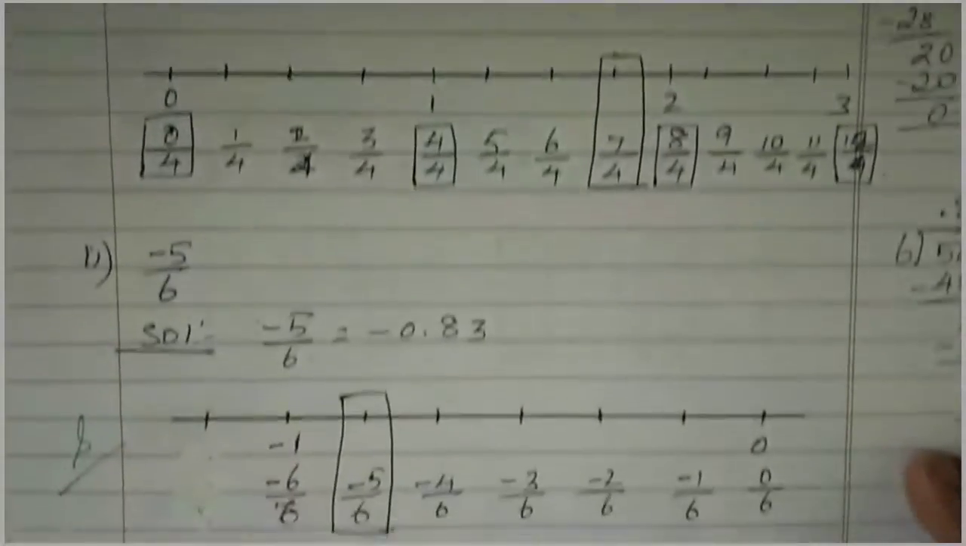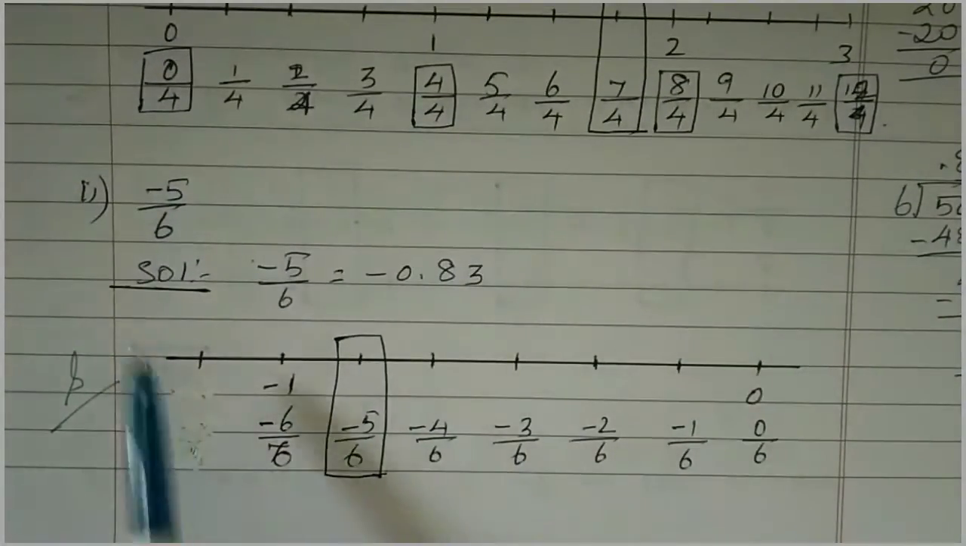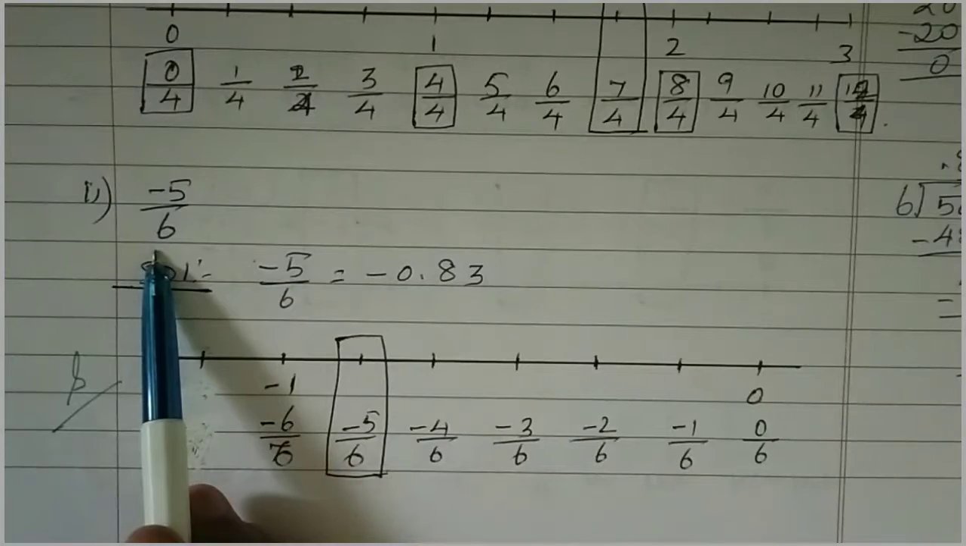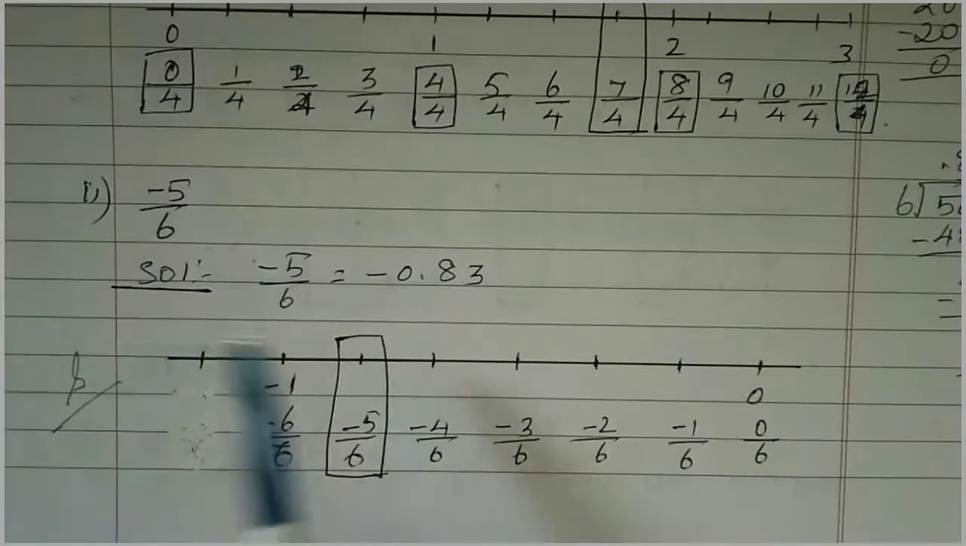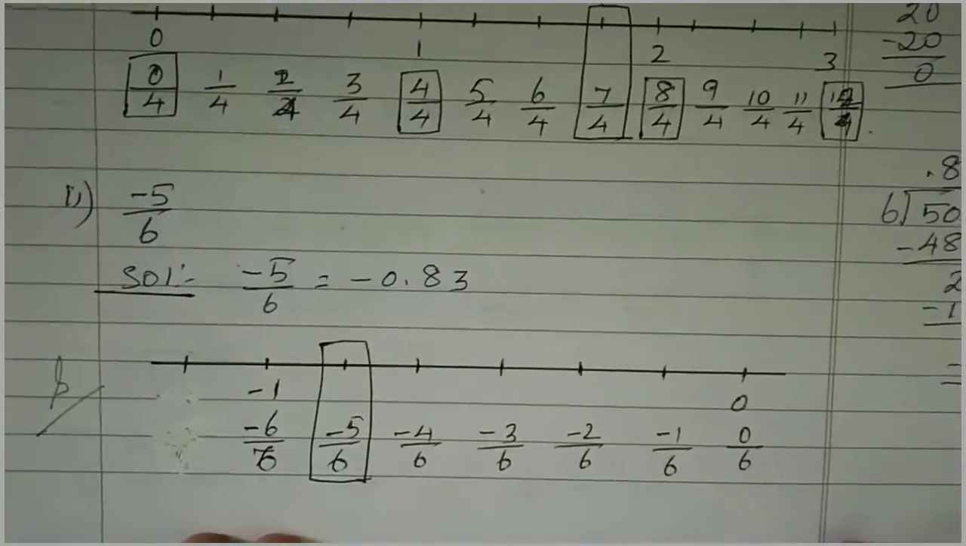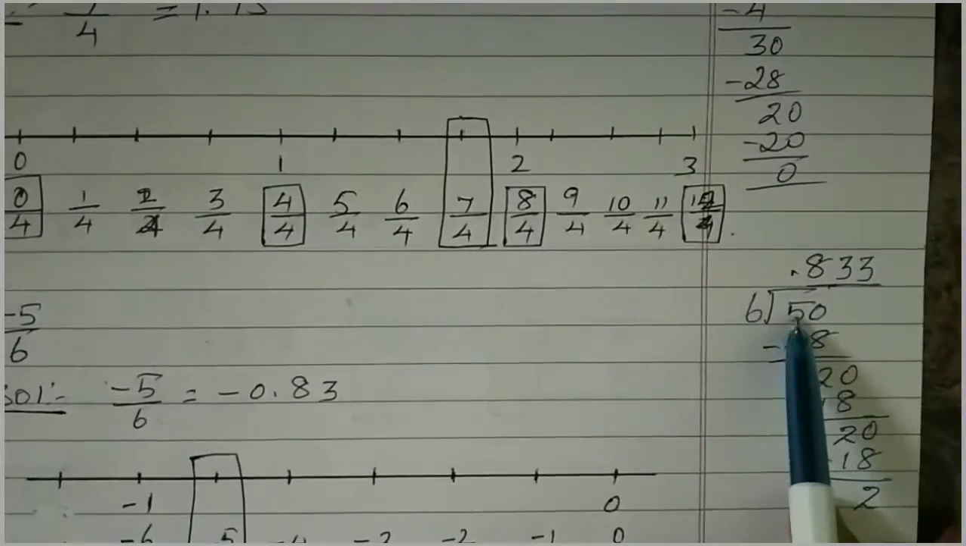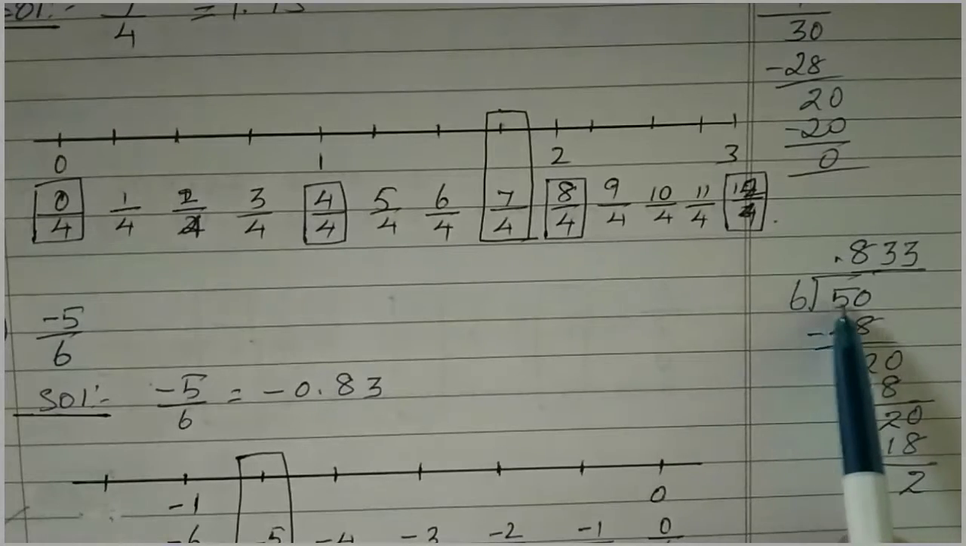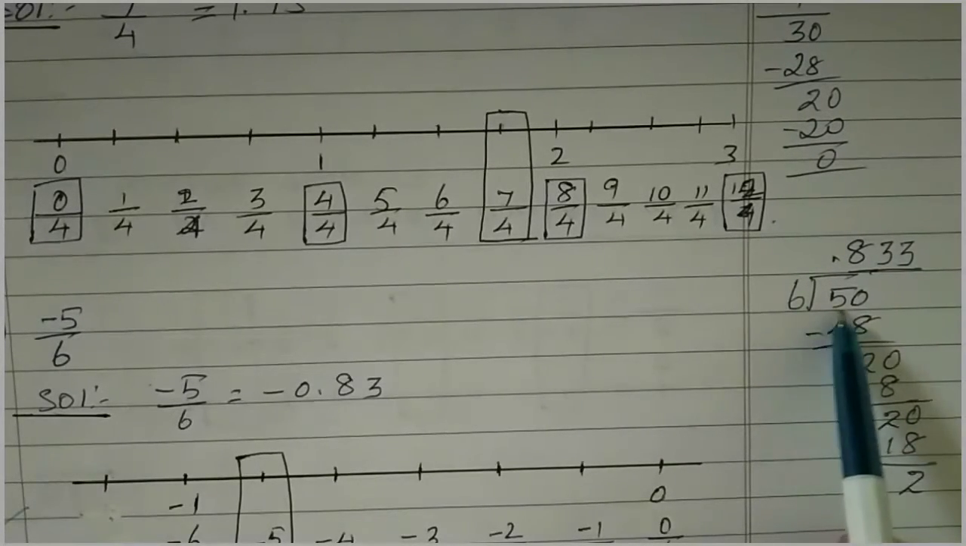Okay, the same method, just see the next sum. Minus 5 divided by 6. So minus 5 by 6. For that also we have to take 5 divided by 6. So just divide that value first. 5 divided by 6. Okay, so first just compare these two values. This is your smaller number. 5 is your smaller number.